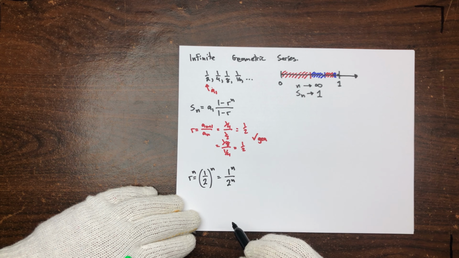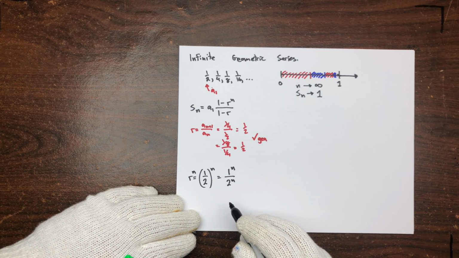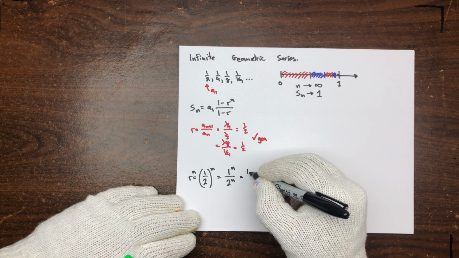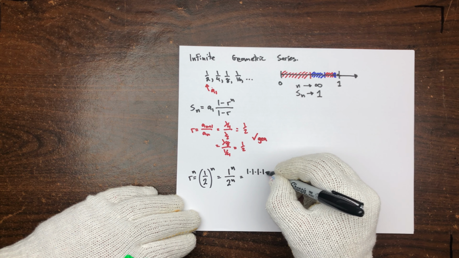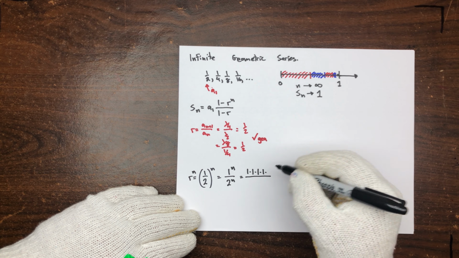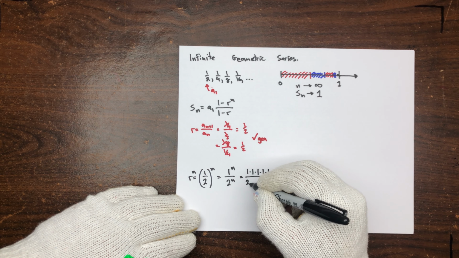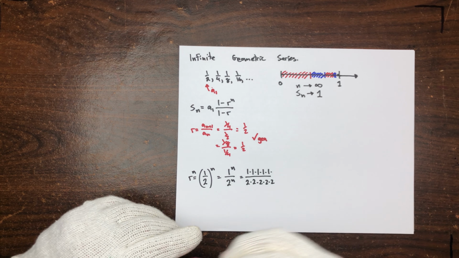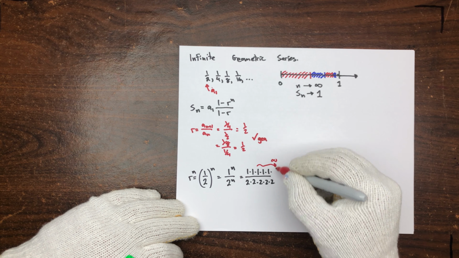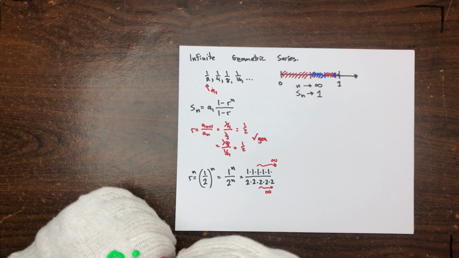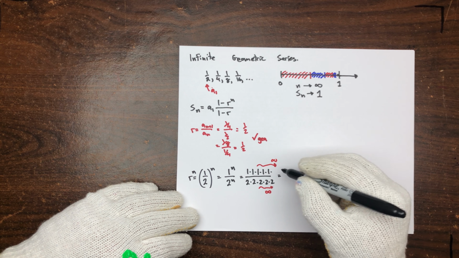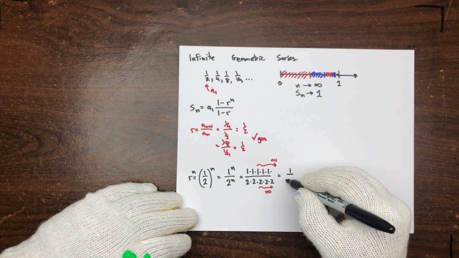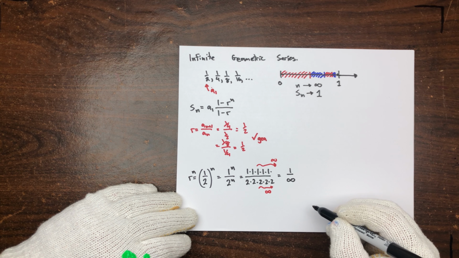Every single value gets the exponent, so it'd be 1 to the power of n and 2 to the power of n. And what does this really mean? This means 1 times 1 times 1 times 1 all the way for n times, which in this case we're going to infinity. And this one means 2 times 2 times 2 times 2 times 2 all the way to infinity. Okay, so 1 times 1 times 1 is going to equal 1. And this one is going to approach infinity.